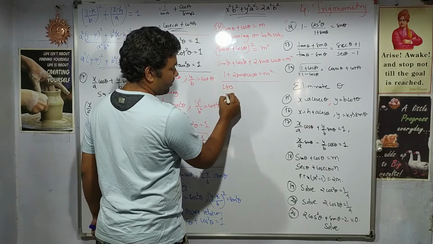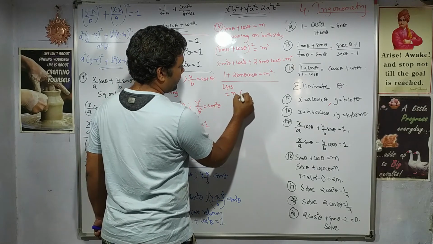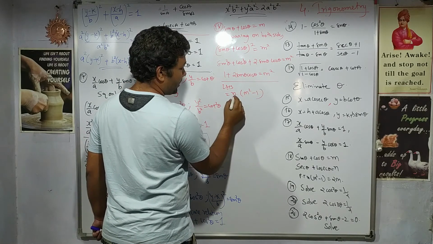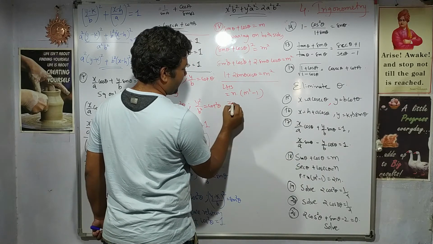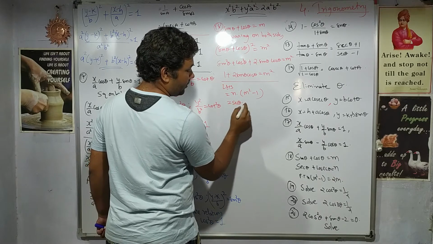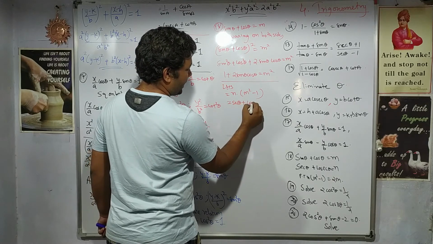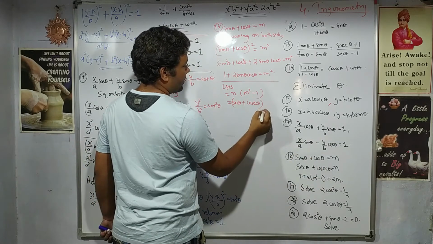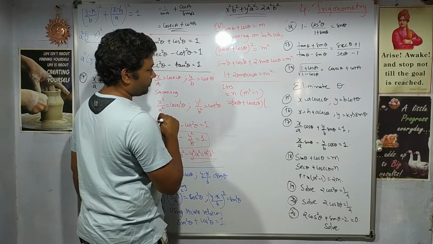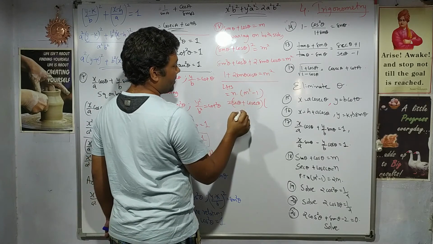So taking the left hand side of the equation, n dot m square minus 1. What is the value of n? n is sec theta plus cosec theta, correct? And what is the value of m square? The value of m square is this.